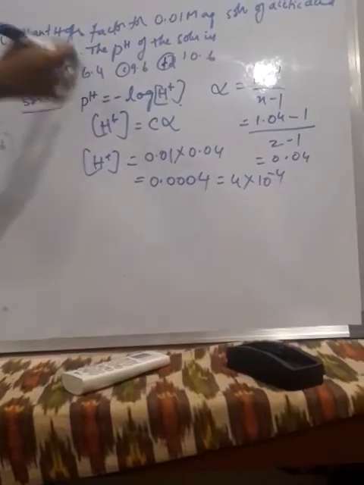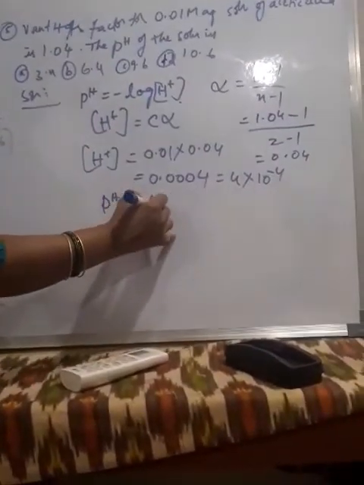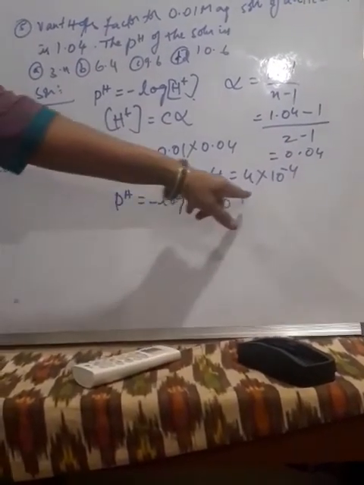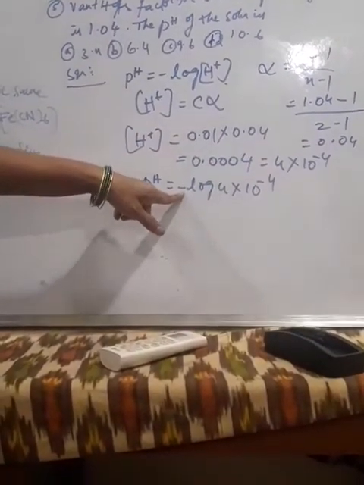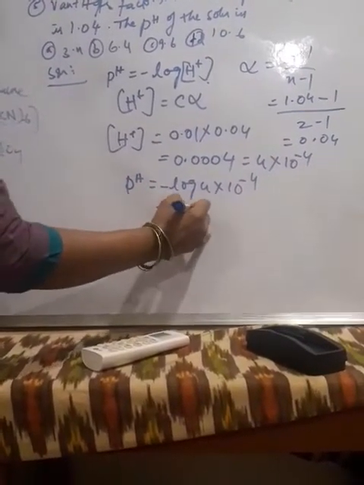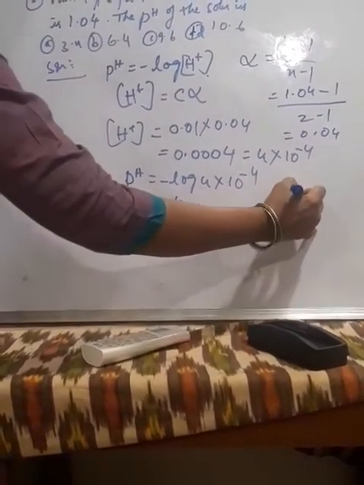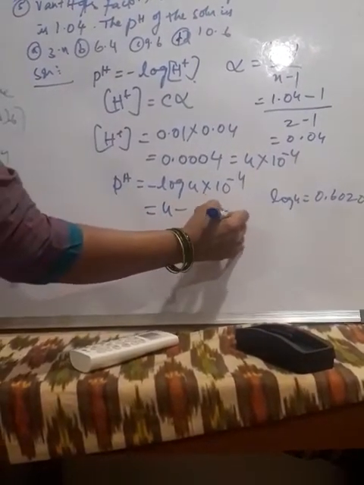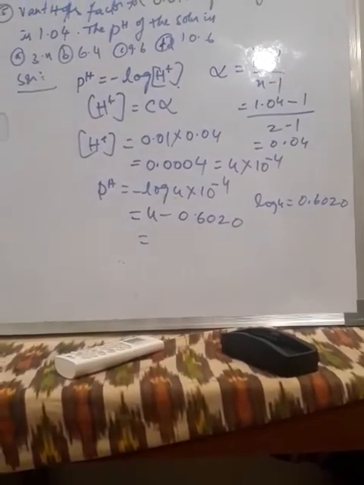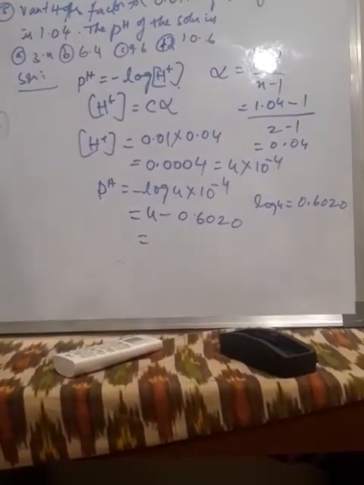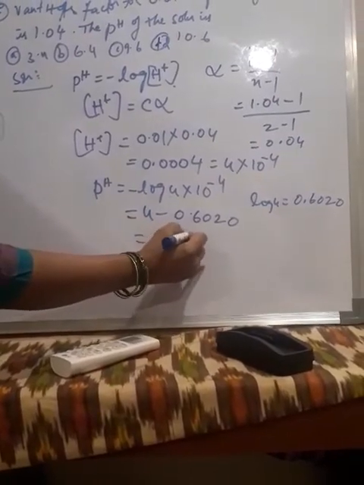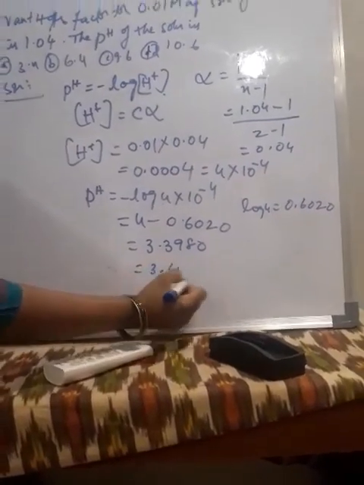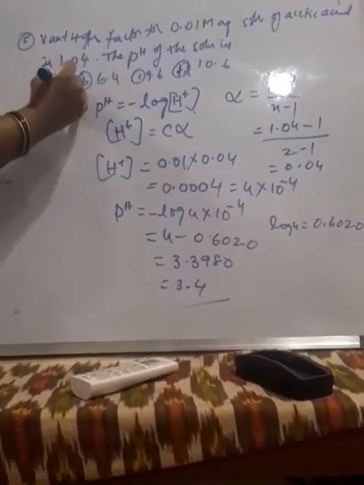From this we can calculate pH. So pH is equal to minus log of 4 into 10 to the power of minus 4. Log 10 to the power of minus 4 is minus 4, and here minus sign is there, so 4. This is equal to 4 minus log 4. Log 4 value is 0.6020. So 4 minus 0.6020 is equal to 3.3980, which is equal to 3.4. So this is the correct option.